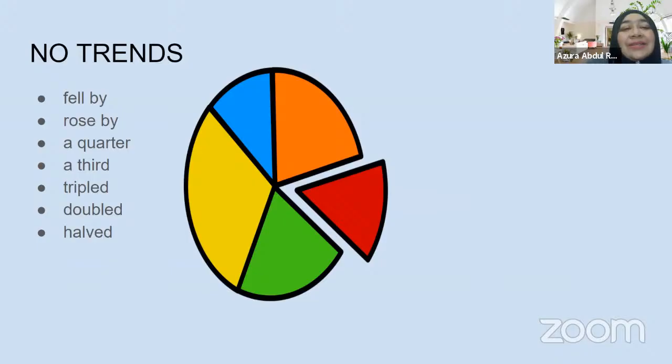Now look at this. This one, there's no trend, right? There's no trend. So how would you write it? You can say it fell by, it rose by a quarter, a third, tripled, doubled, halved. This usually happens when you have a pie chart.